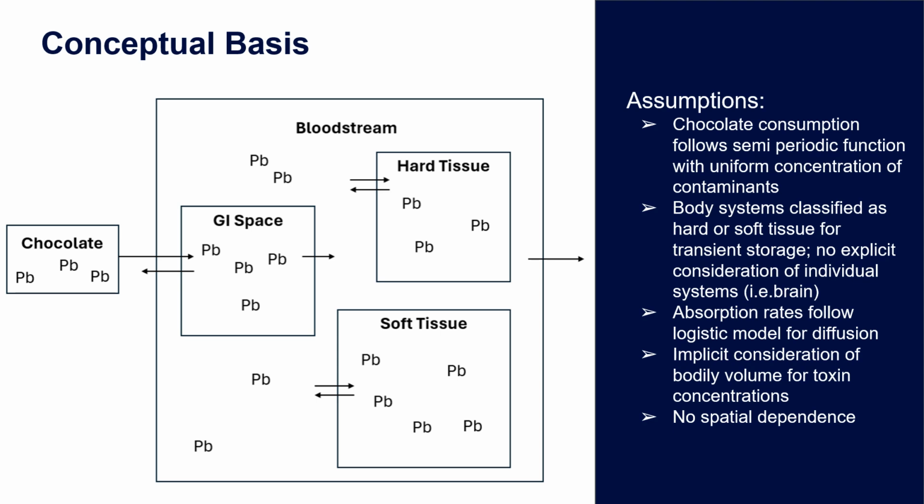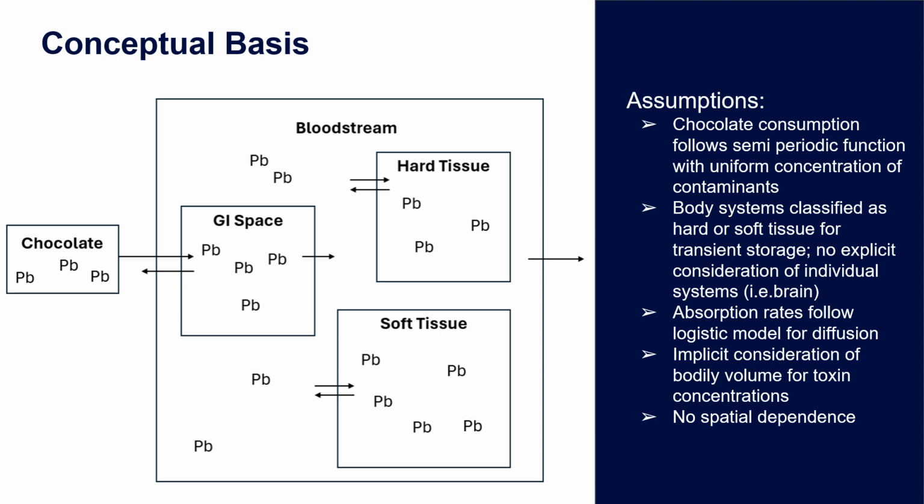Heavy metals enter the gastrointestinal tract through consumption of contaminated chocolate. While some toxins are directly excreted in feces, the remainder are absorbed into the bloodstream and pose health risks. Toxins in the bloodstream circulate between hard and soft tissues at variable diffusion rates, dependent on the relative concentrations in each. Some contaminants are absorbed into the renal system and excreted in urine.